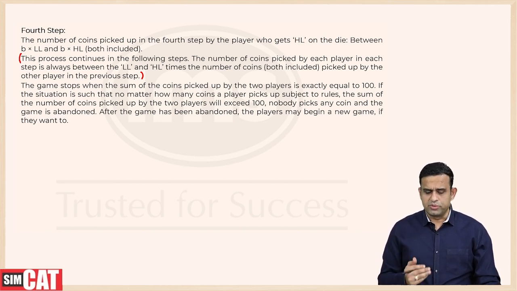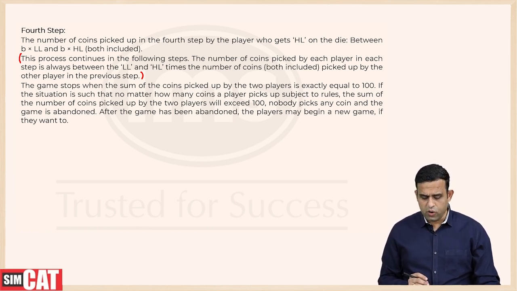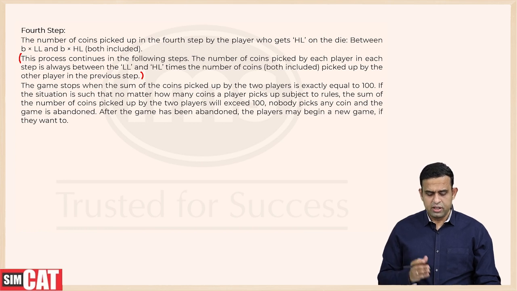Now where does the game stop? The game stops when the sum of the coins picked up by the two players is exactly equal to 100. If the situation is such that no matter how many coins a player picks up, subject to the rules, the sum of the coins picked up by the two players exceeds 100, at that point nobody picks up a coin and the game is abandoned. After the game has been abandoned, the players may begin a new game if they want to.